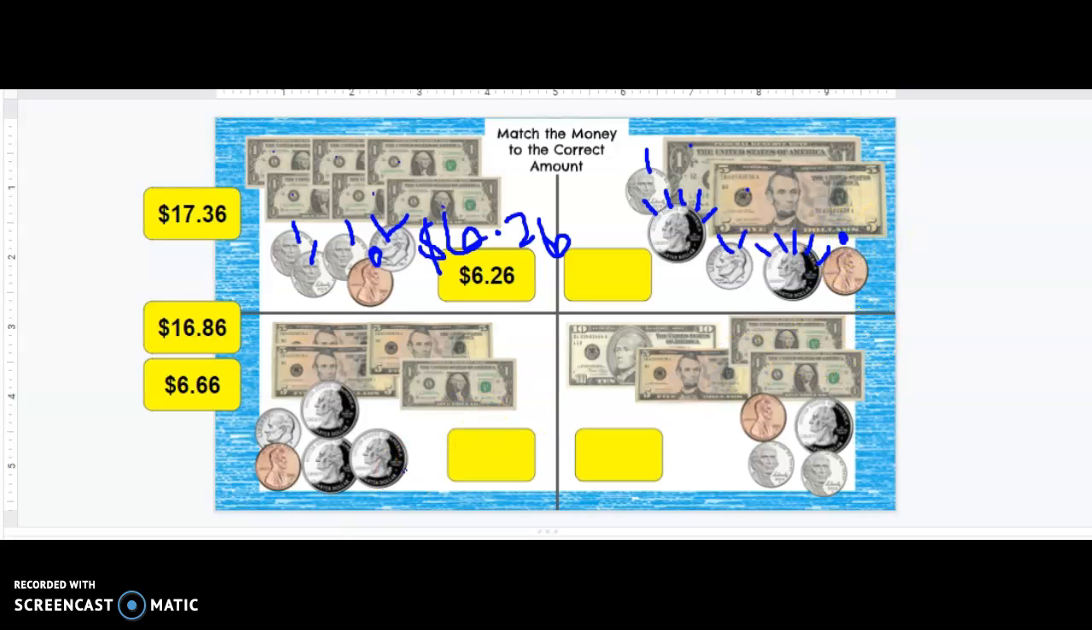All right, so let's start counting. 5, 10, 15, 20, 25, 30, 35, 40, 45, 50, 55, 60, 65, 66. So I have $6.66.